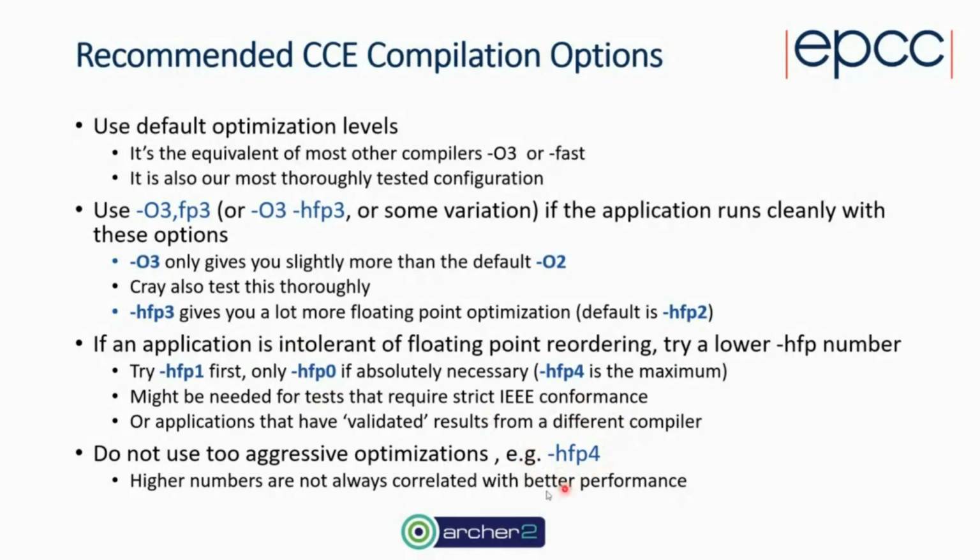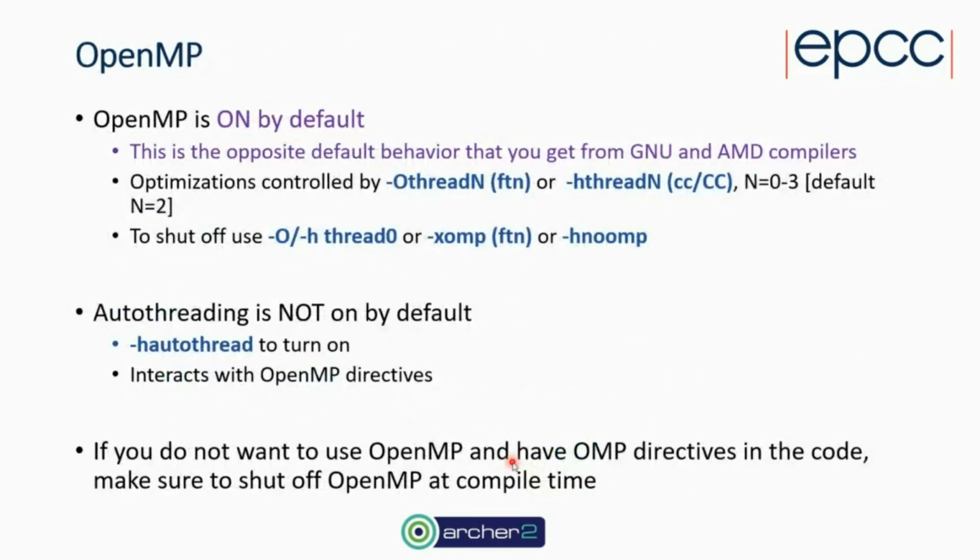Yes, and it's unlikely that the highest level optimizations will be that beneficial for you. OpenMP is on by default on the Cray compiler, not on the GNU and AMD compilers, so you can turn it off, as I say, with this flag here. But there also is functionality to do auto-threading in some of the Cray compilers, which is not the same as OpenMP. I've not played around with it, but it's not on by default. You could have a look at it if you wanted to.